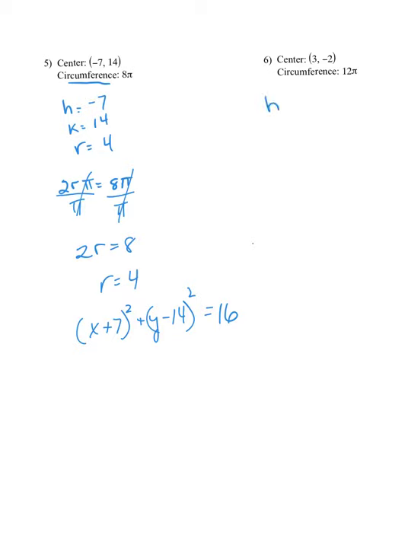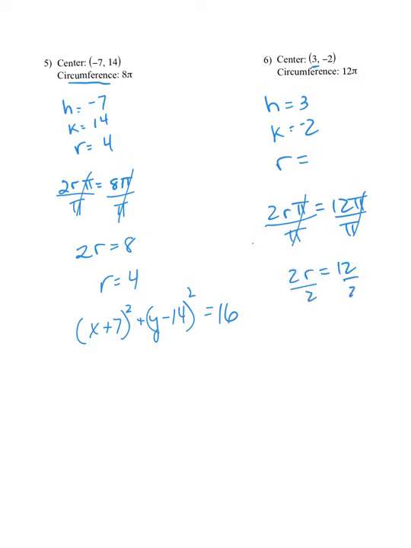Same over here. We have h is 3, because that's the first number. K is -2. And we'll find the r by doing 2 times radius times pi equals 12 pi. And when we divide both sides by pi, we get 2r equals 12. So the radius is 6. Take your time. Don't mess up on these. These are pretty easy. (x minus 3) squared plus (y plus 2) squared equals 6 squared, which is 36. So that is the last one.